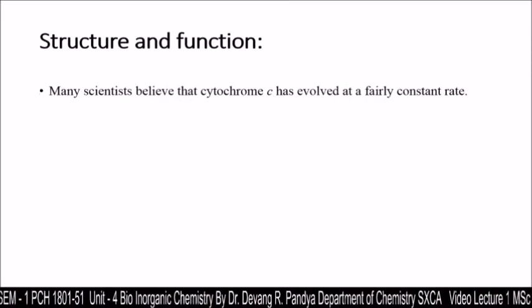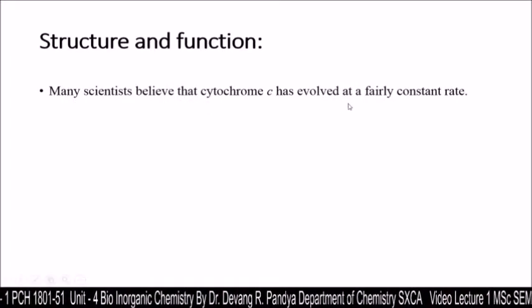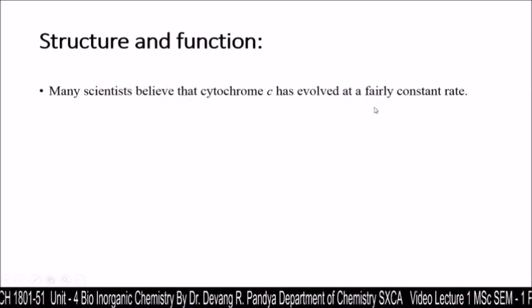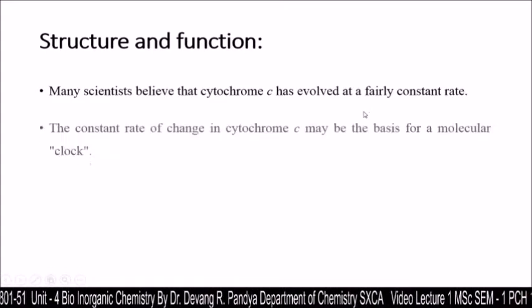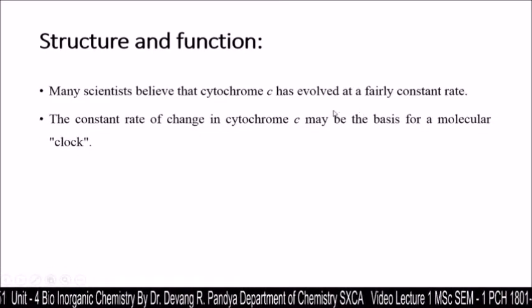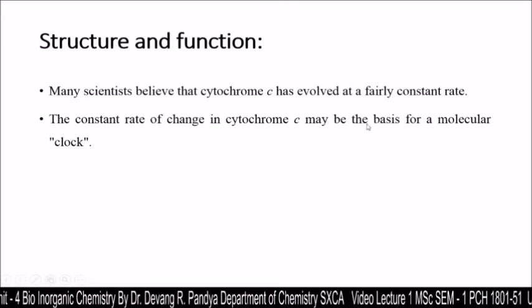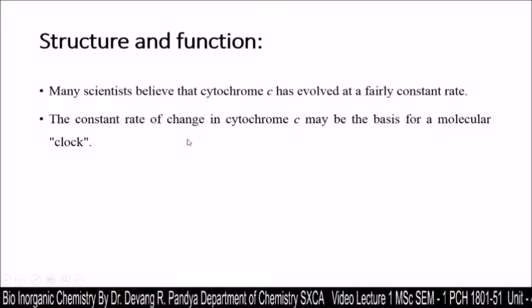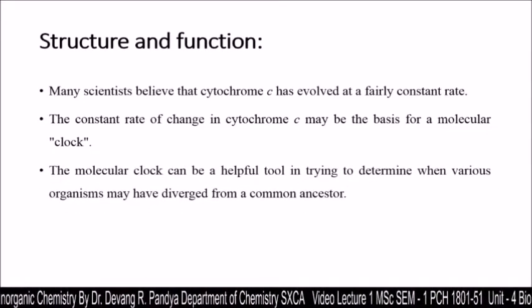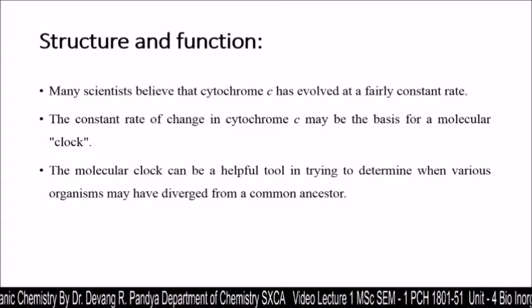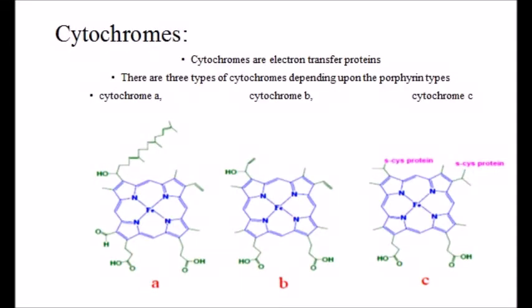Many scientists believe that cytochrome C has evolved at a fairly constant rate. The constant rate of change in cytochrome C may be the basis for the molecular clock. The molecular clock can be helpful. Here some videos are provided to explain the function of cytochrome.